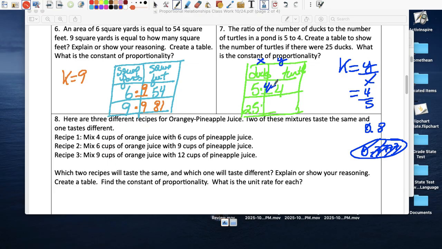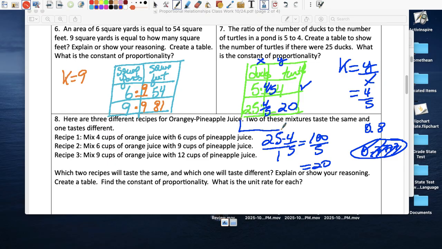So 5 times 4 over 5 is 4. That's the thing. So this one, I'm going to multiply that by 4 over 5 again. So 25 times 4 over 5 is just 20. Okay, you can use a calculator or you can multiply mentally. 25 times 4 is 100, 1 times 5 is 5, and 100 divided by 5 is the same thing as 20 there. So what was the constant of proportionality? 4/5.